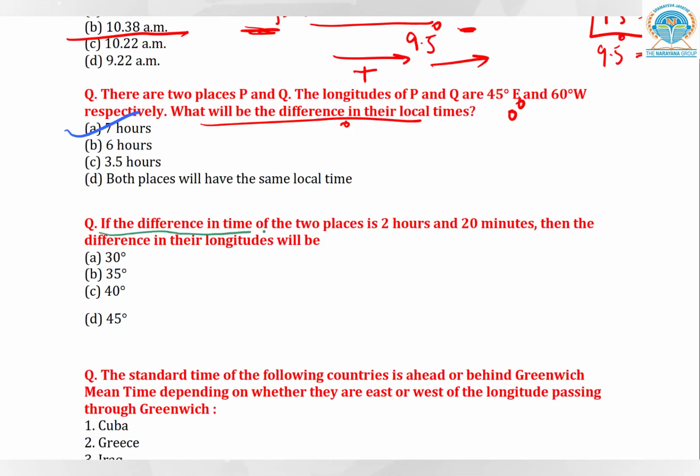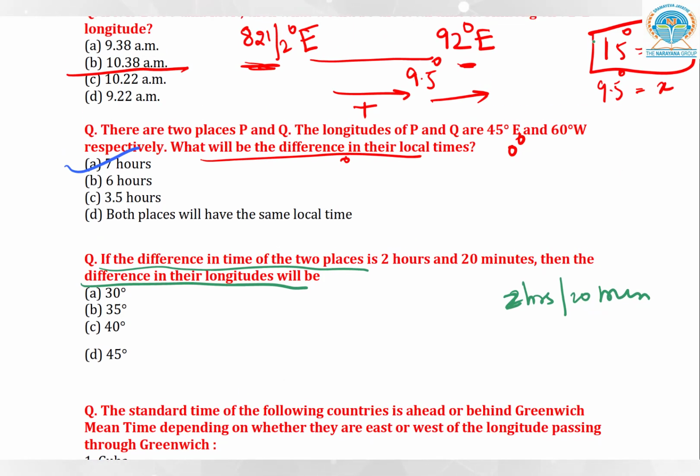If the difference in time of 2 places is 2 hours and 20 minutes, then what is the difference in their longitudes? We know for every 1 hour, it is 15 degrees. So 2 hours means it is 30 degrees already. For the extra 10 minutes, it takes 5 degrees. So 30 plus 5 is 35 degrees. See, the questions will be very simple like this if you understand the concept.